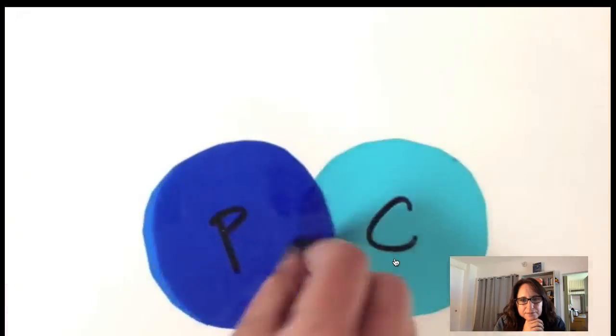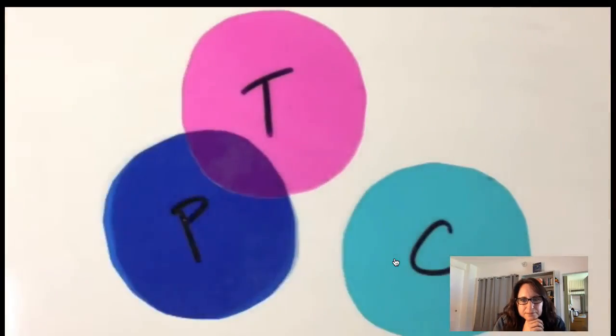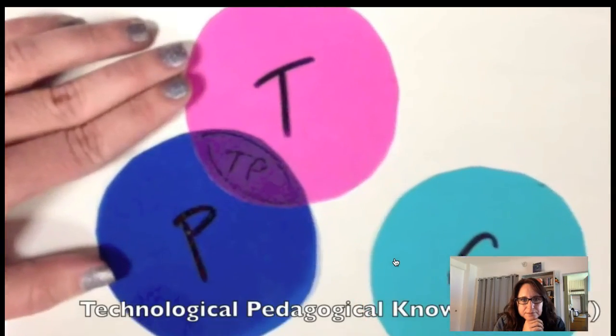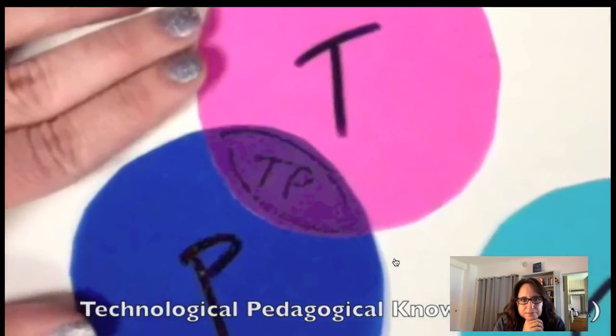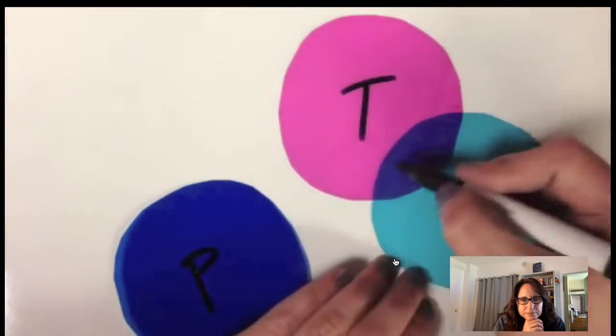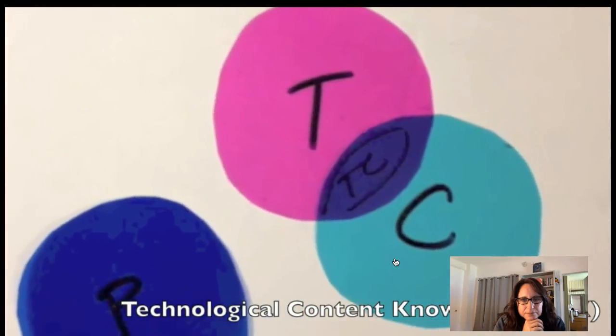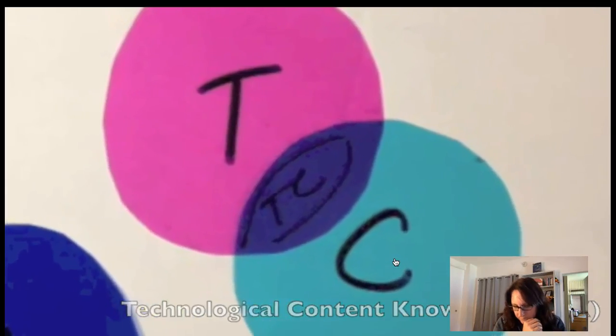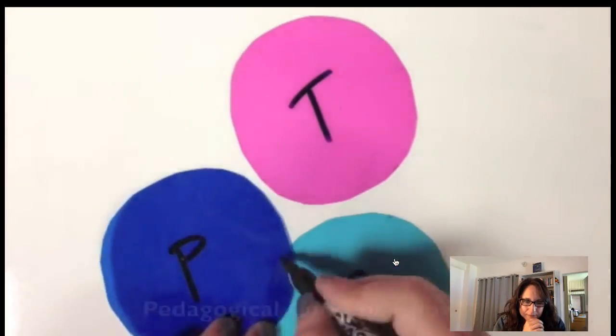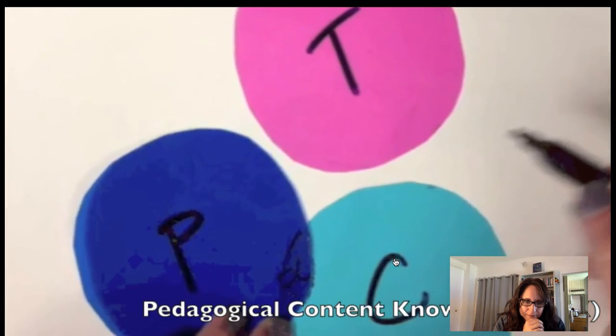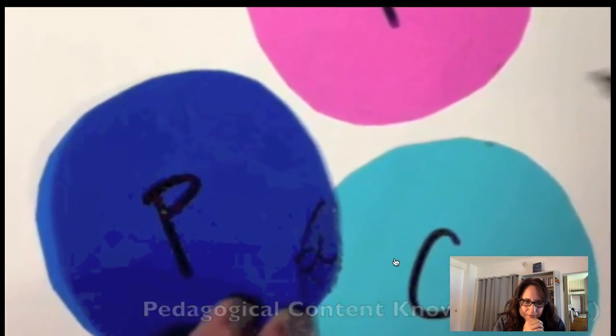As we understand them individually, we can start to see overlaps. Our TP knowledge allows us to understand how we're making the content more accessible. Our TC knowledge allows us to identify the affordances of pairing the appropriate technology to the content. And our PC knowledge allows us to identify the affordances of pairing the appropriate pedagogical strategies with the content.